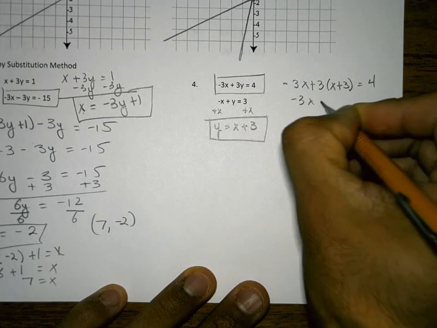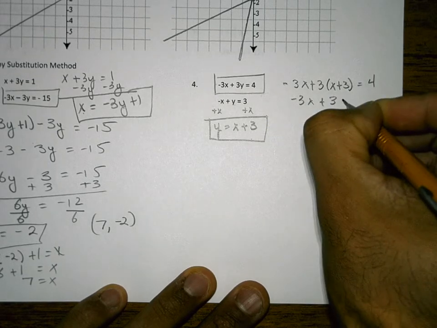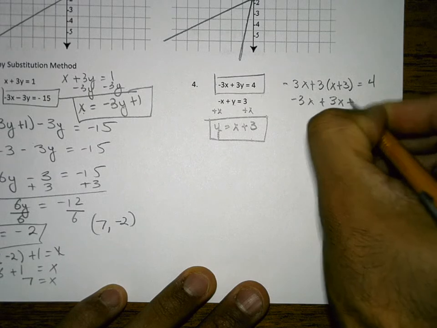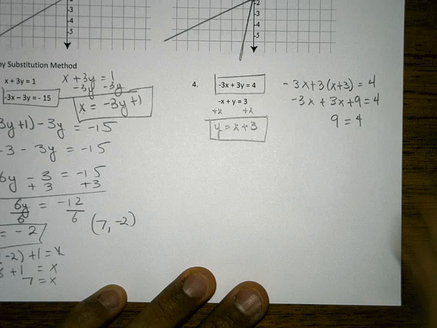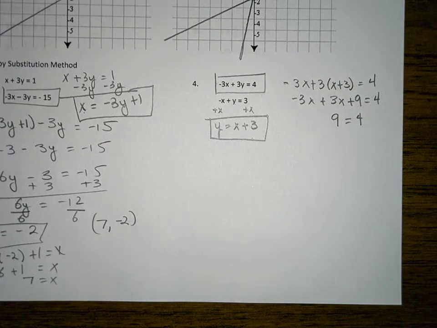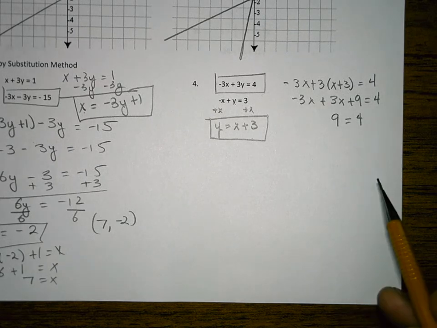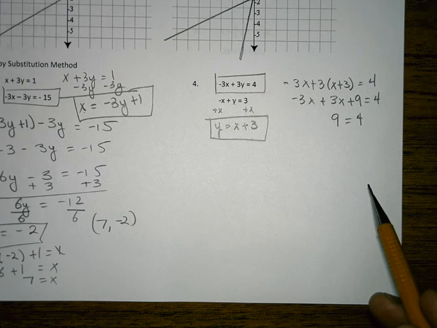I get negative 3x plus 9 equals 4. Combine like terms, that's a 0. Okay, so my variables went away. I got a little bit of an issue here. Well, I can't solve for x, so the point is these lines don't cross. And how do I know that?